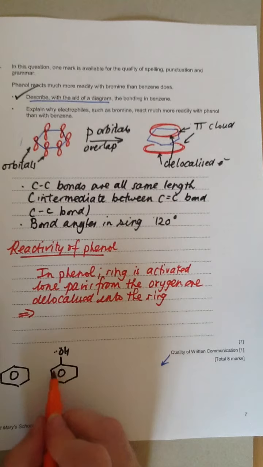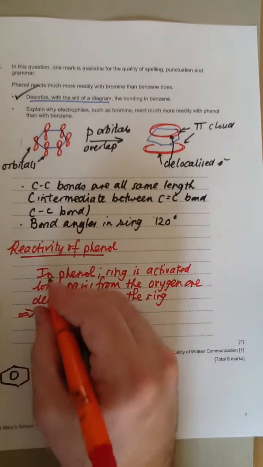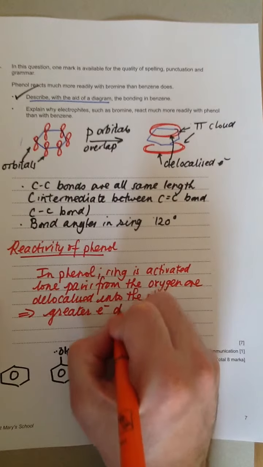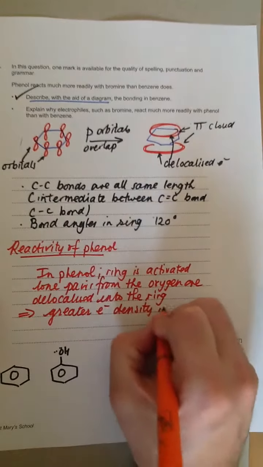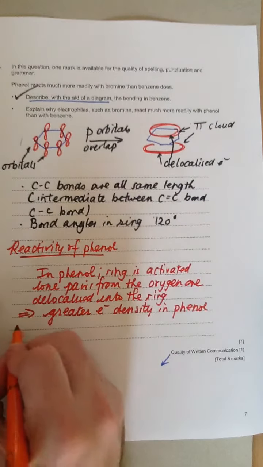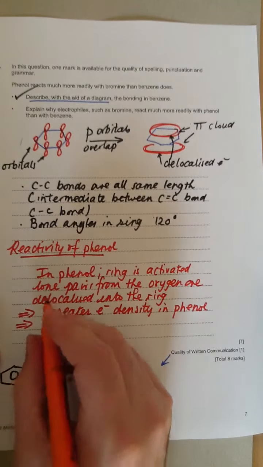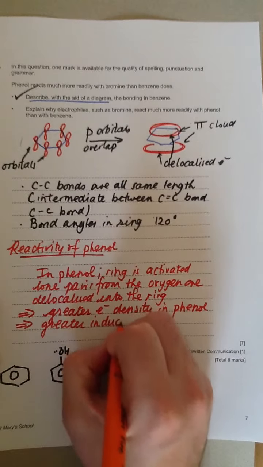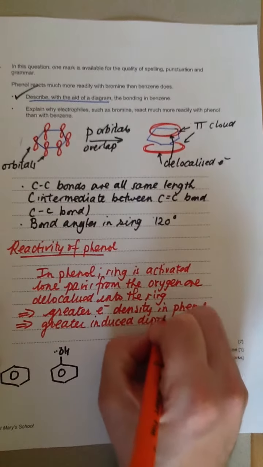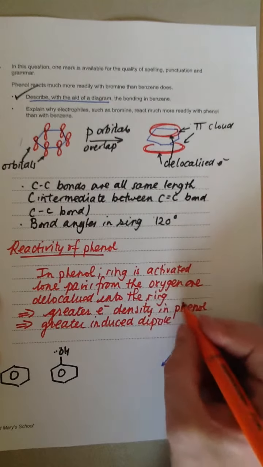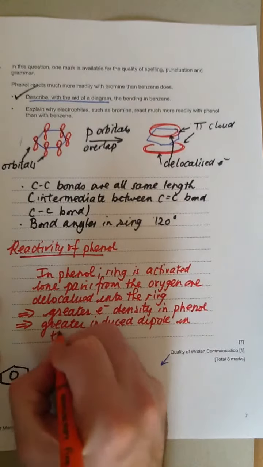What does that mean? It means there's a greater electron density in the phenol molecule than there is in benzene. So there's greater electron density in phenol. And if there's a greater electron density, what does that do to the electrophile? Well, it means there's a greater induced dipole in the electrophile when you're using phenol compared with when you're using benzene. So greater induced dipole in the electrophile.